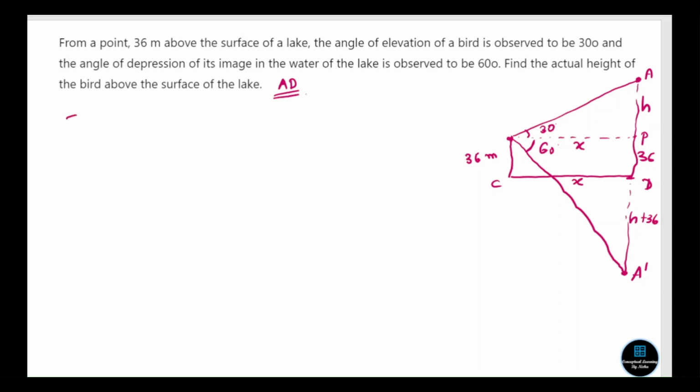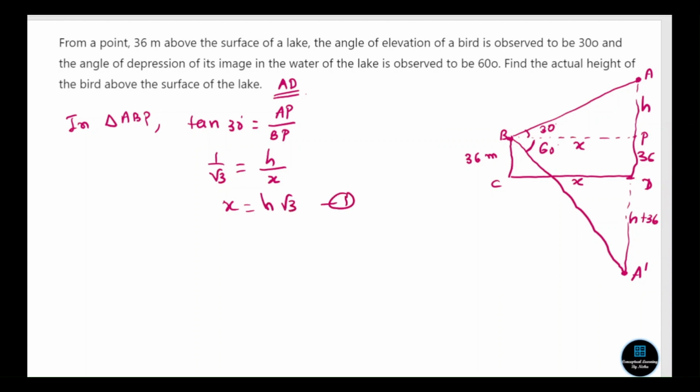Now we have two triangles. In triangle ABP, I haven't made the point B yet. So what I'll take? tan 30 degree. Tan 30 is AP to BP. Now this is easy to solve, correct? Once you make the figure, it is very easy. So h upon x. So what can I say? x is equal to h root 3. Keep that aside. Now we have the other triangle, A dash BP.